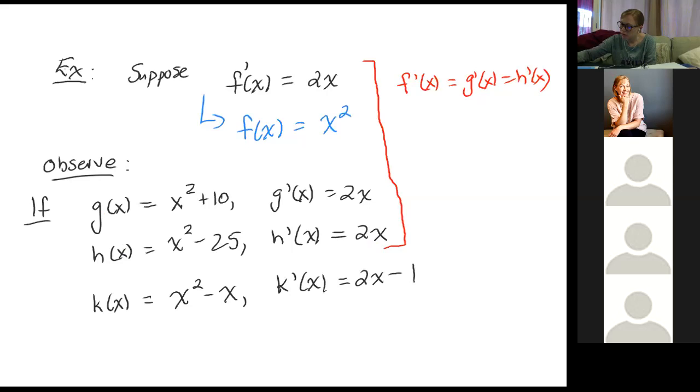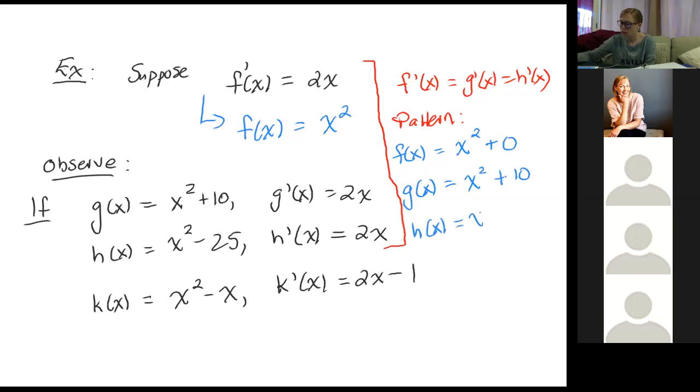So let's see this pattern here. I could write f of x as, say, the basic function is x squared, and then I could write it as maybe x squared plus 0. G of x is that same basic function x squared, and then 10 is added to it. H of x is that basic function x squared, and then I could write it as plus negative 25 maybe.